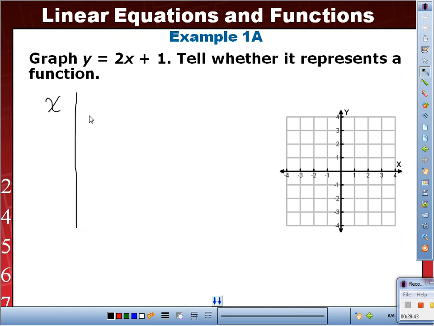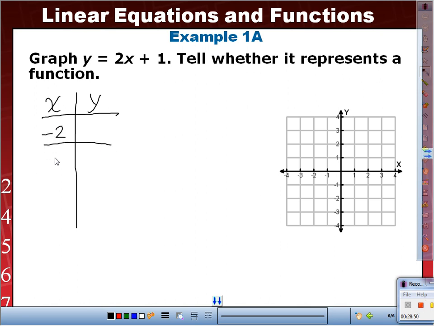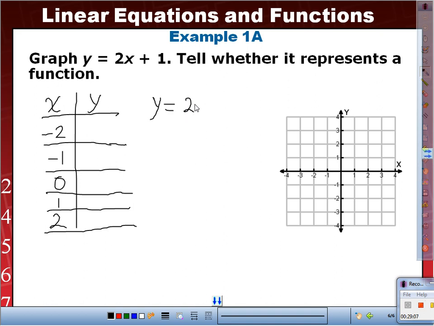X, Y. For the domain, I want you to use from this point forward -2, -1, 0, 1, 2. Everybody's copying this, right? Okay, good. Now, we're going to get our equation. I'm going to write that right next to it. Y equals 2 parentheses plus 1. Why did I make it parentheses? Because I need to evaluate this equation using all these values.